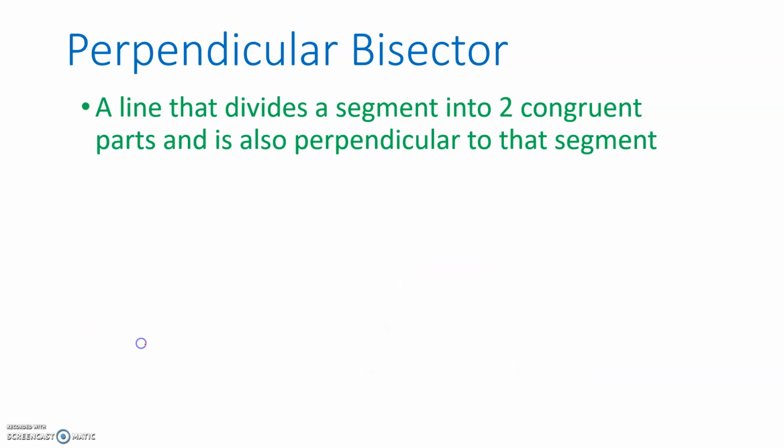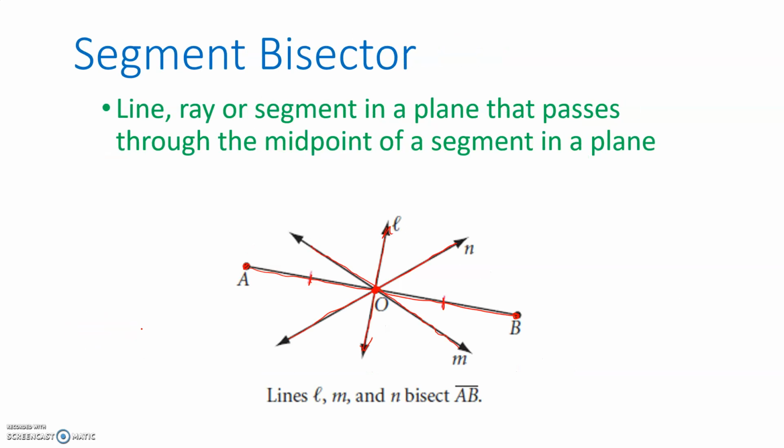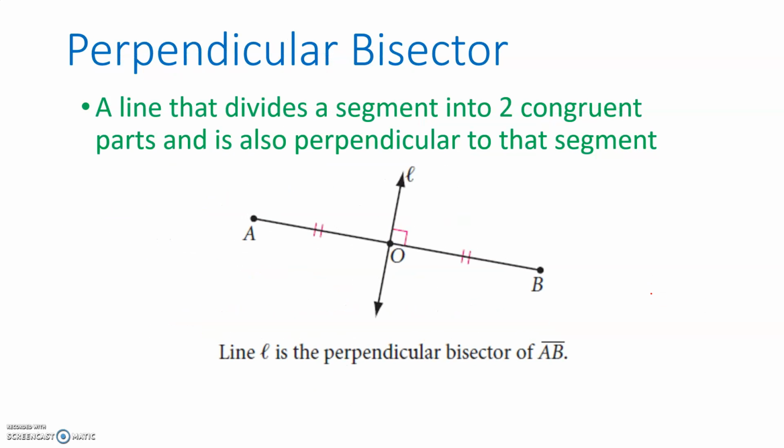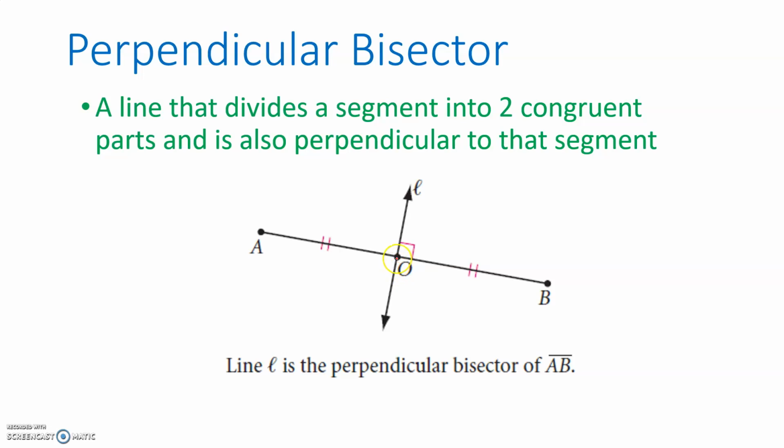So back here, the segment bisectors did not have to be perpendicular. They just had to go through the midpoint. A perpendicular bisector not only has to go through that midpoint O, but it has to go through in a perpendicular manner. So therefore, L is the perpendicular bisector of segment AB.